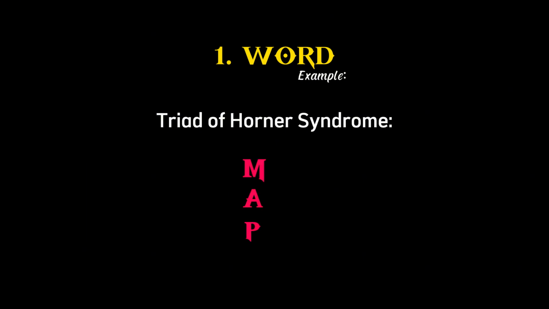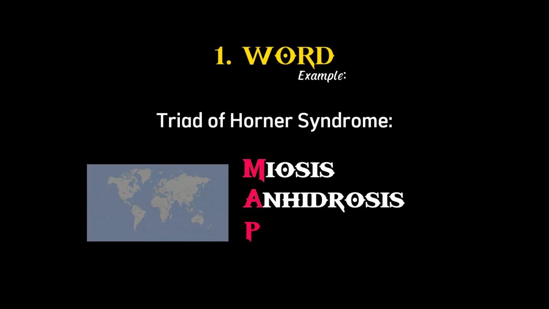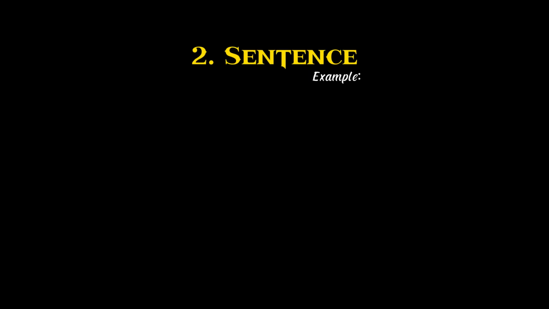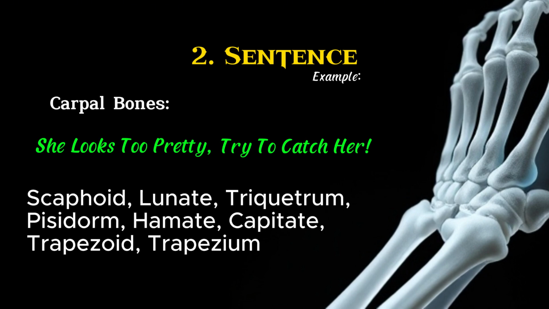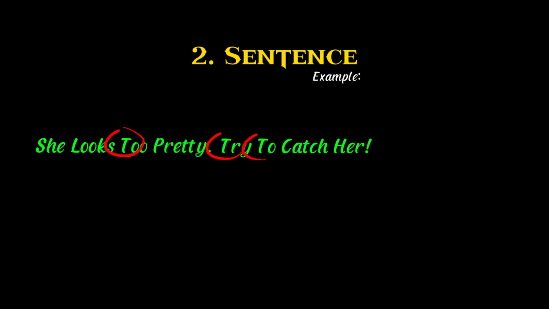For example, to remember the triad of Horner syndrome, you can create the word MAP, where M stands for miosis, A for anhidrosis, P for ptosis. The example of a sentence mnemonic is the mnemonic for carpal bones, which you might have heard. She looks too pretty. Try to catch her. The problem with using only initials is that if letters are repeated, it can be confusing.